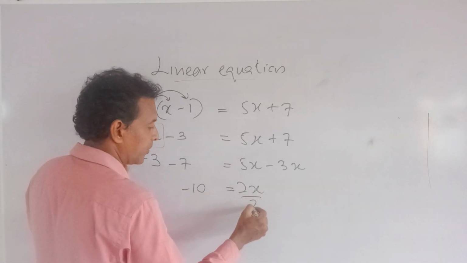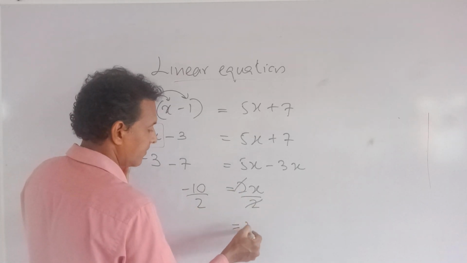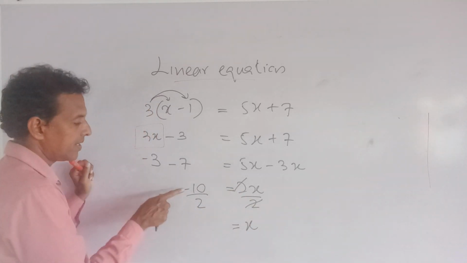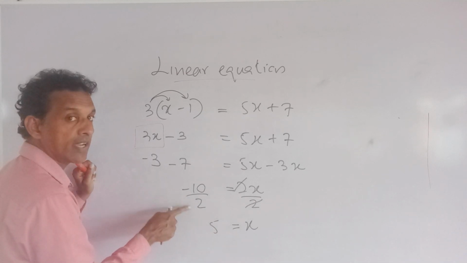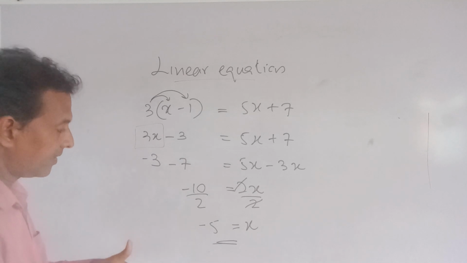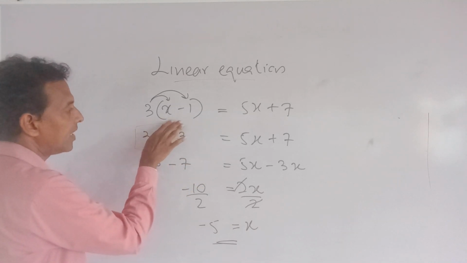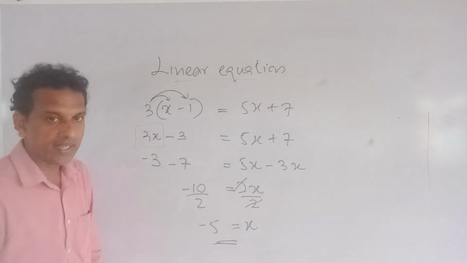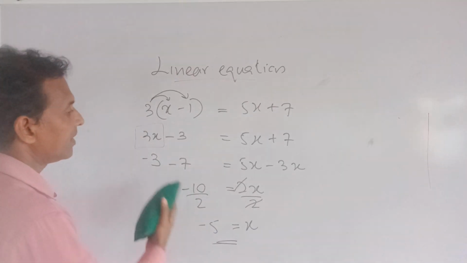So divide both sides by 2. The 2s get cancelled. x equals minus 10 divided by 2 is going to be 5, minus divided by plus is minus. Right? So you can see if you have brackets, remove the brackets and then simplify, and solve the equation.